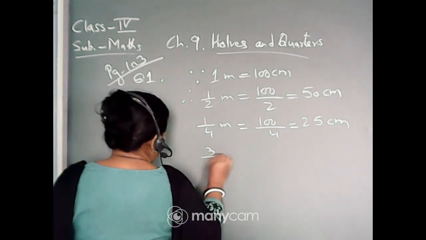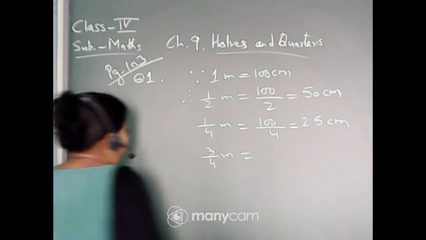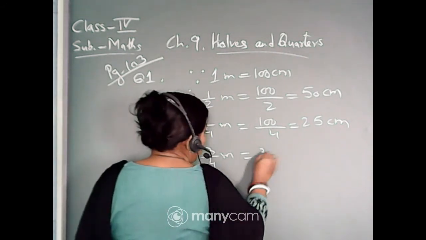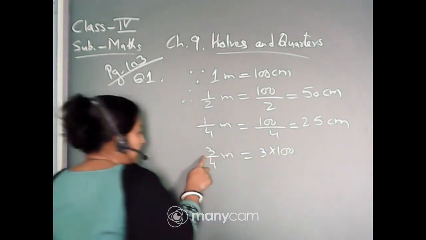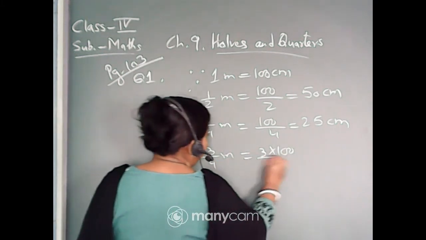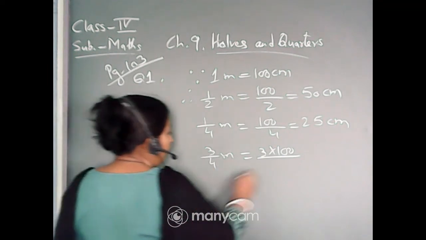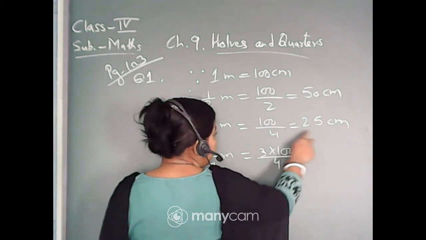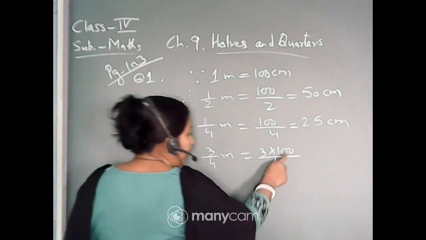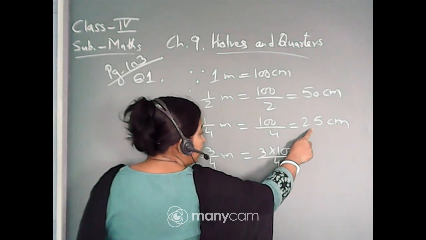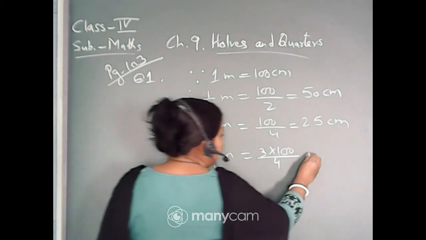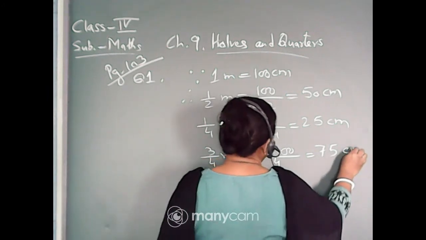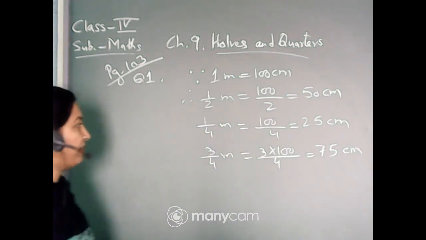Next is 3 by 4 of a meter. Now 3 by 4 of a meter means 3 into 100. Since 3 is in the numerator, that's why 3 into 100 divided by 4 in the denominator. Now we have just seen that 100 by 4 is equal to 25. Here also 100 by 4 is equal to 25. Now this 25 is multiplied by 3. When you multiply 25 into 3, it is 75 centimeter.